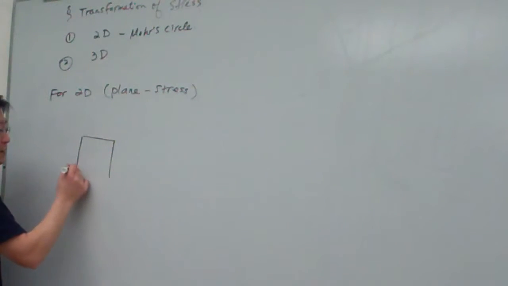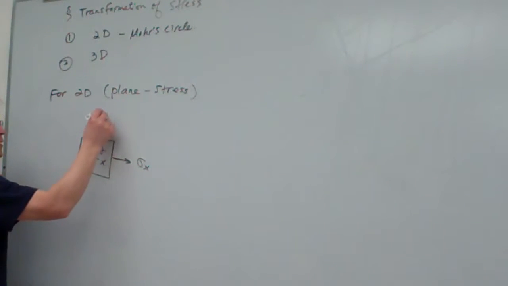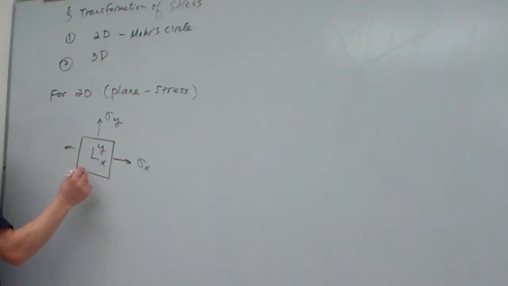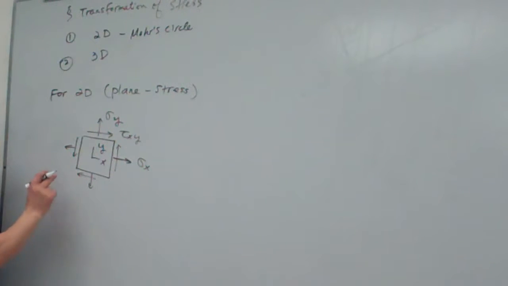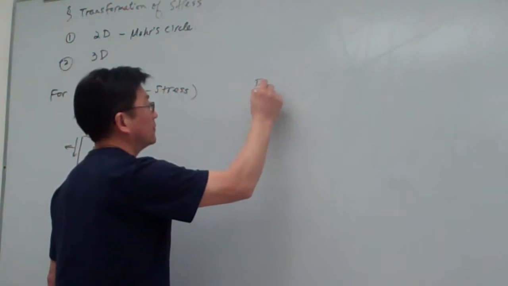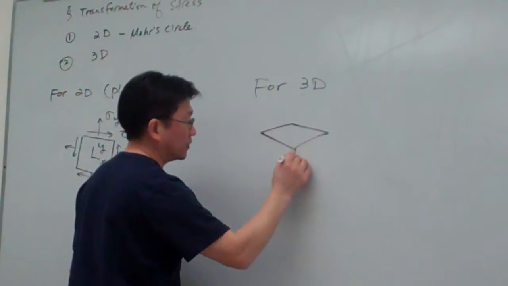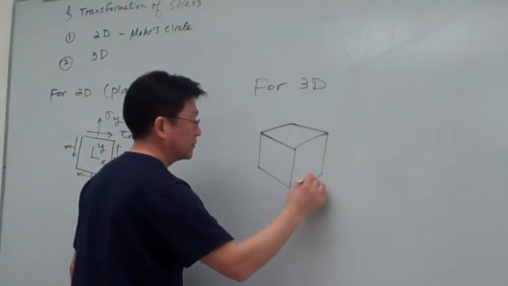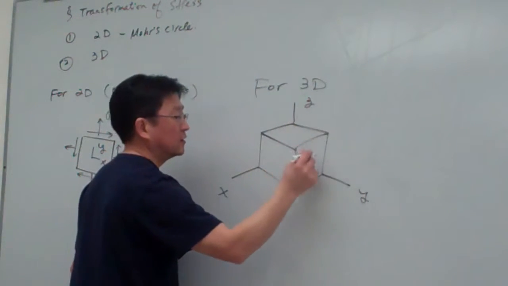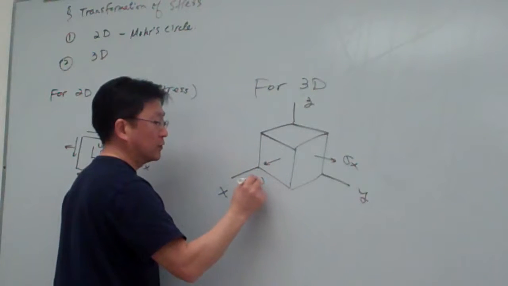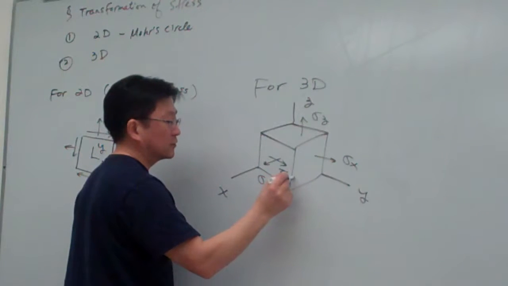Usually it is like this. We have x, y, and for example we are given an arbitrary stress like this, tau xy, and those are in equilibrium. And for 3D, these are three-dimensional stress elements, and here we have x, y, z. So here in general we have all the stress components. And here is tau xy.